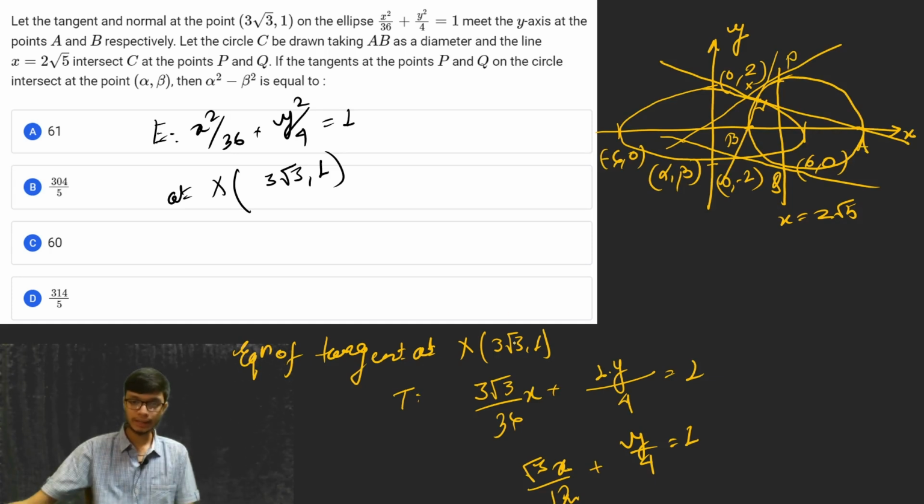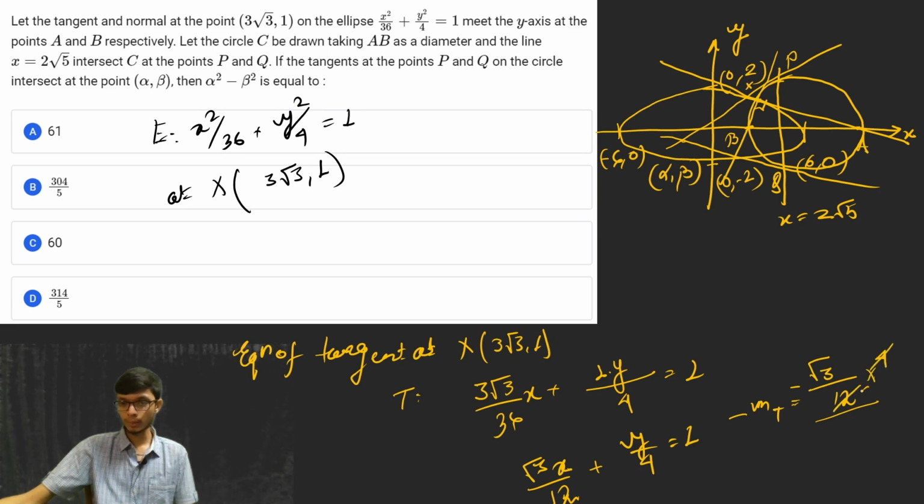Now for the equation of the normal at the point 3 root 3 comma 1, I will use the slope approach, basically the point-slope way of writing a straight line. Once you have the equation of the tangent, you can find the slope of the tangent from here. This will be minus root 3 by 12 divided by 1 by 4, which becomes minus 1 by root 3. That means the slope of the normal will be root 3.